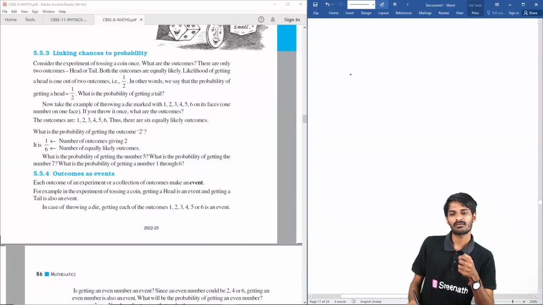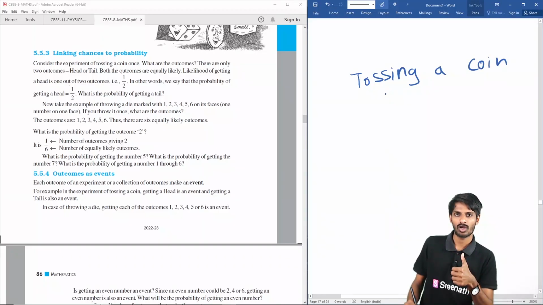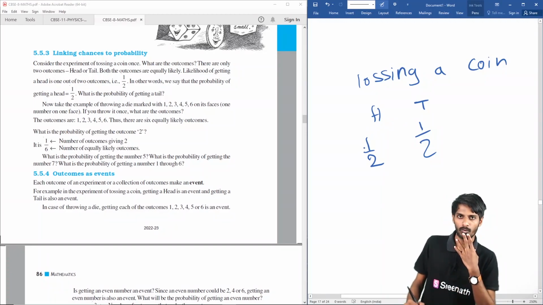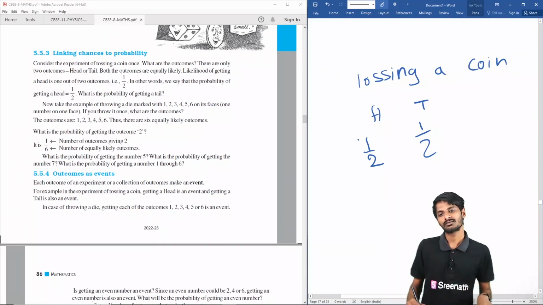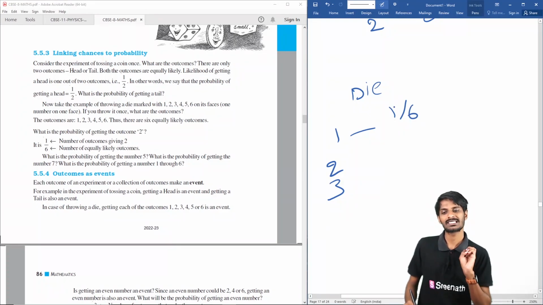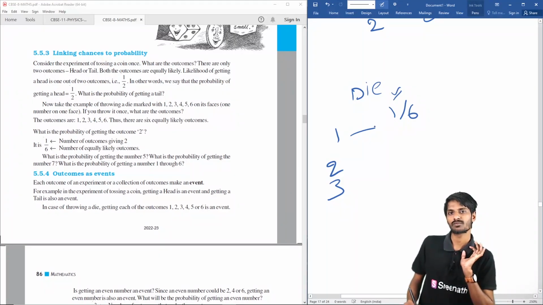There is an experiment of tossing a coin. We toss a coin and get the outcomes, head or tail. What is the probability of getting head? It is 1/2. What is the probability of getting tail? It is 1/2. Just now we discussed that both have the same equal probability. Coming to the dice, what is the probability for 1? What is the probability for 2? It is 1 by 6. So it has a chance of 1 out of 6 outcomes. Total outcomes are 6, and out of them it has a chance of 1.